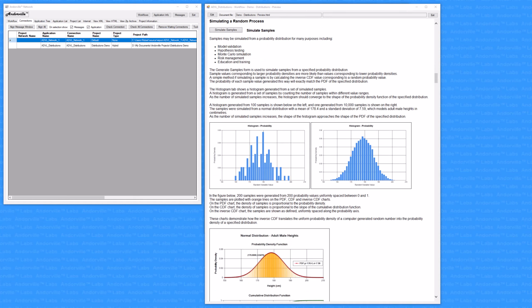Samples may be simulated from a probability distribution for many purposes, including model validation, hypothesis testing, Monte Carlo simulation, risk management, education and training. The Generate Samples form is used to simulate samples from a specified probability distribution.